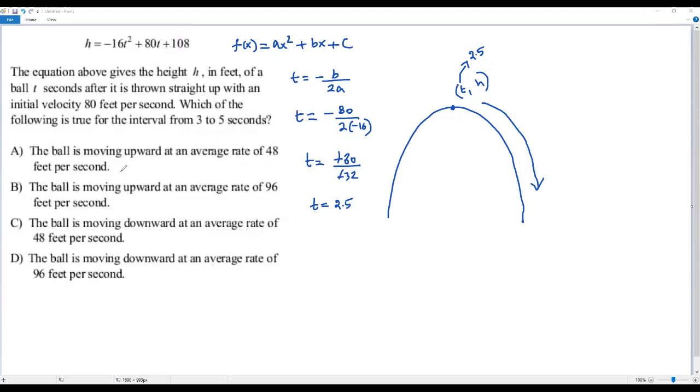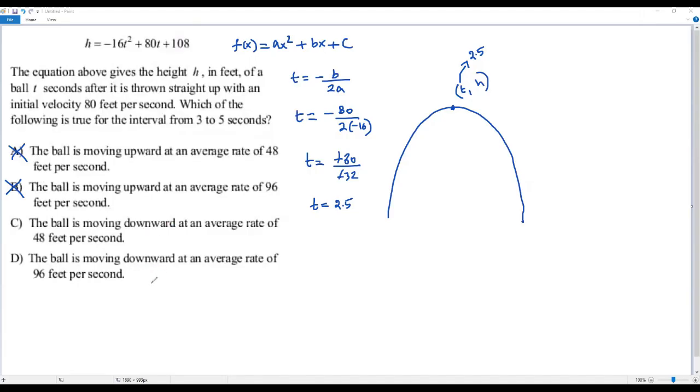When I go over the answer choices, in answer choice A we have that in the time interval 3 to 5 seconds the ball is moving upward. That's not possible, because only from 0 to 2.5 seconds is the ball moving upward; at 2.5 seconds it reaches the maximum height, and after that it is moving downward. So in answer choices A and B the ball is moving upward in this interval, which is incorrect, so we can reject A and B. In both answer choices C and D the ball is moving downward. So which one is correct?